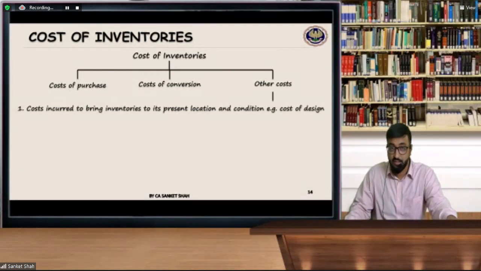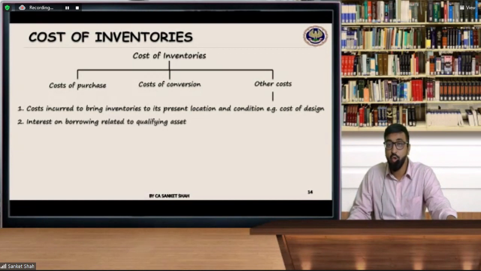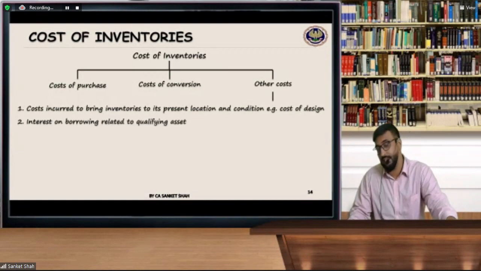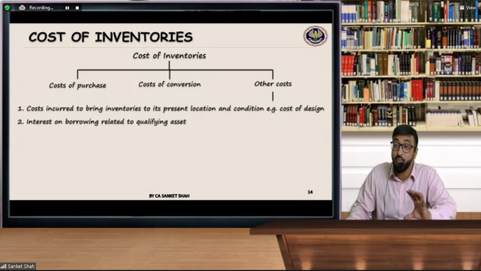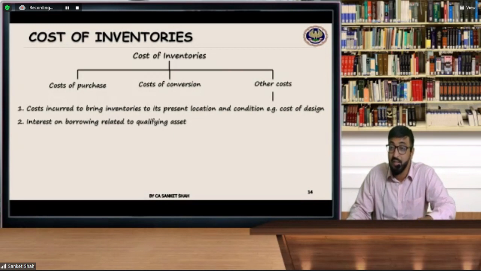Interest on borrowing cost related to qualifying asset. Now what is qualifying asset? An asset which will take some time to get ready. For example, wine. Suppose if you are a seller of wine, you must have heard the saying, the older the wine, the better it is. So old wine means it will take some time, and such wine, if you have taken some loan, that interest will be added to your inventory cost.